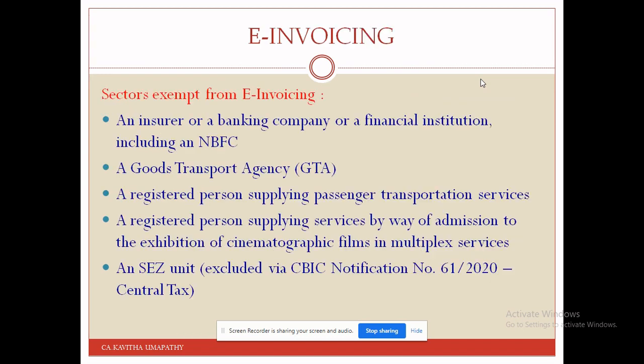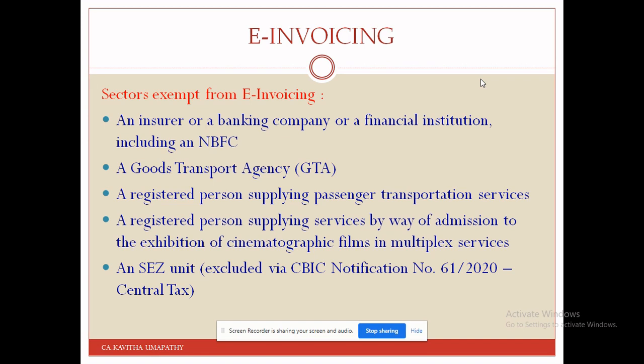Now we will see the exemptions, which are some of the sectors that will not issue e-invoice even though their turnover may exceed 50 crores. Who are they? An insurance company, or a banking company, or a financial institution, including a non-banking financial corporation. Those insurers, when they are making a billing, are not covered under e-invoicing, even though their turnover exceeds the prescribed limit.